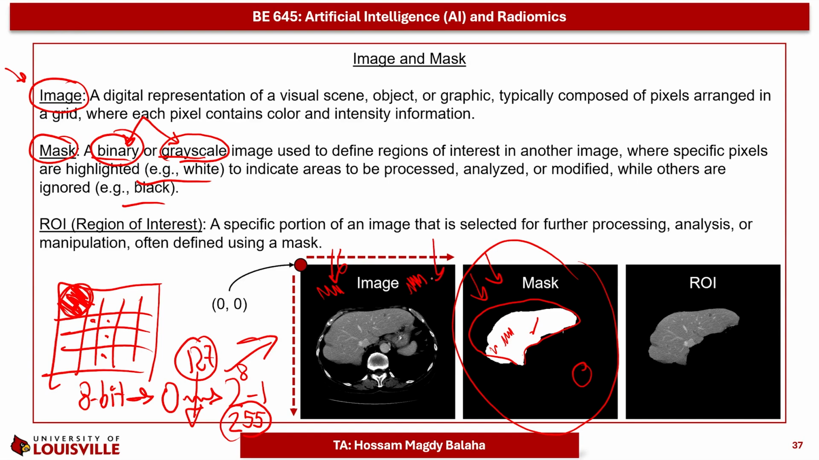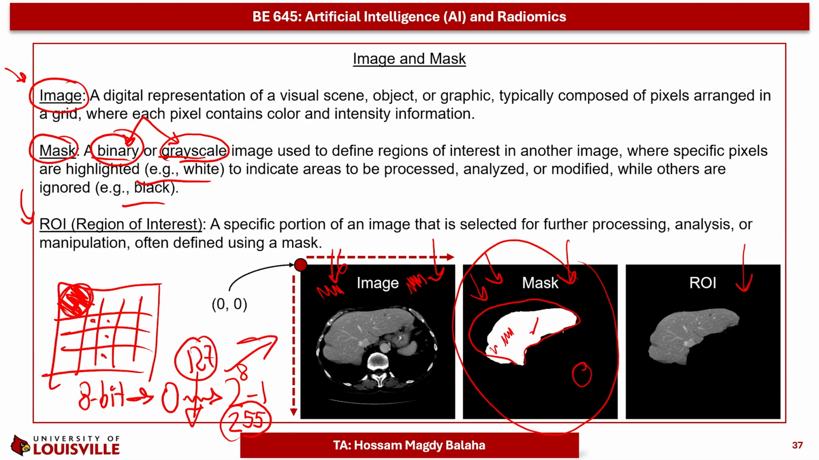Now we have an image, we have a mask. We will do an operation between these two images to produce the ROI. But let's understand the meaning of the ROI. We mentioned it's a region of interest, or the region that we need to process or apply analysis on it.